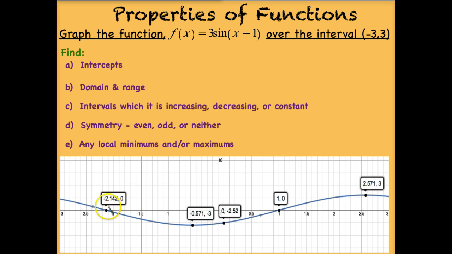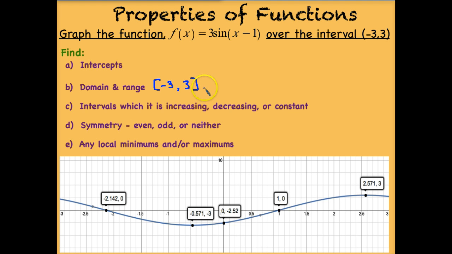So our intercepts are here, negative 2.142. Our y-intercept is here at negative 2.52. We have another x-intercept here at 1. So we have our intercepts. Our domain, well, that was listed for us. That was from negative 3 to positive 3. And again, brackets, because we are including the negative 3 and the positive 3 in our domain.